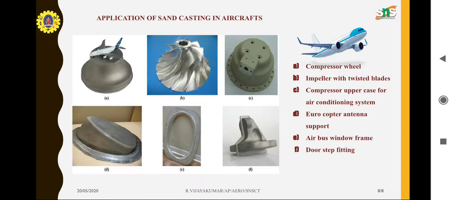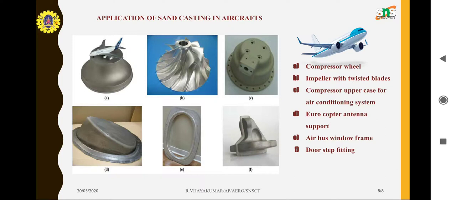So, there are various testing methods to test whether the molding sand is fit for sand casting. Grain fineness test, moisture content test, clay content test, there are a large number of tests available to understand the properties of sand. Next, coming to pattern.